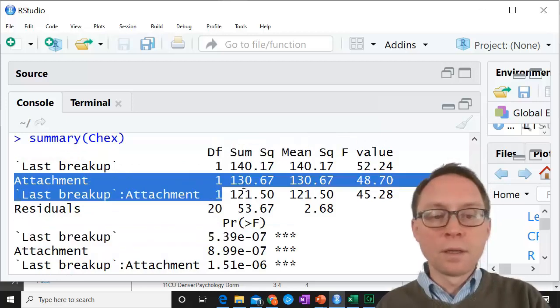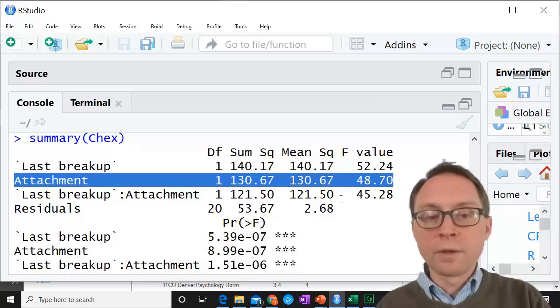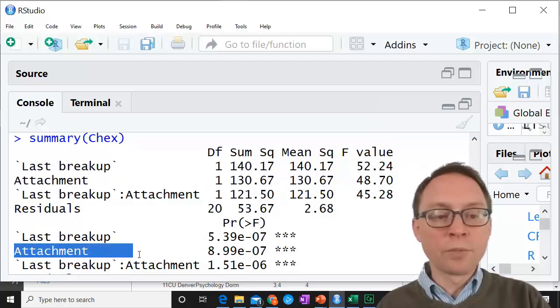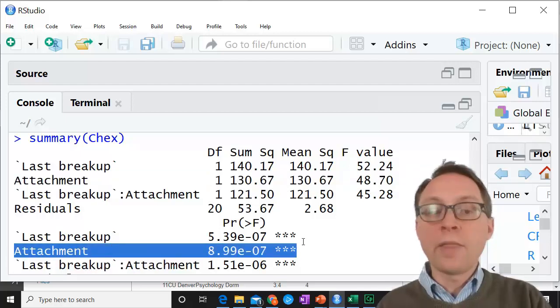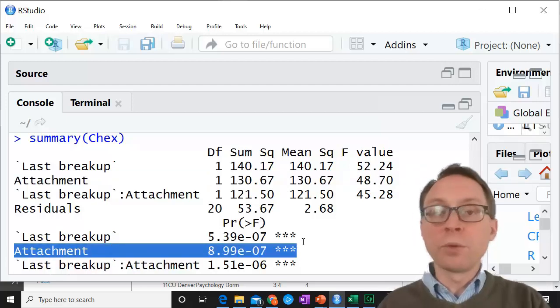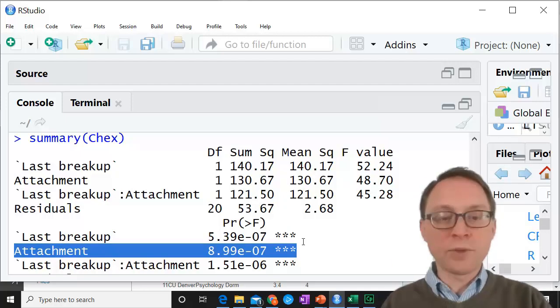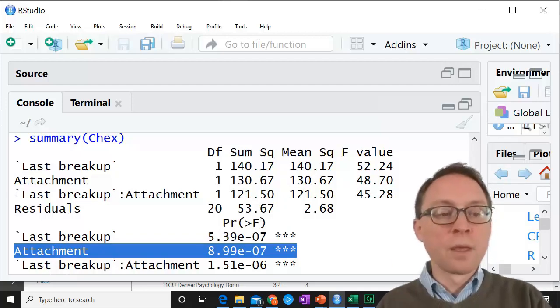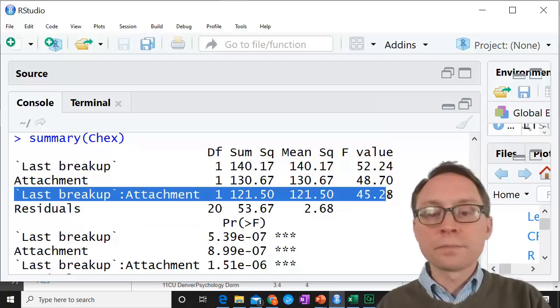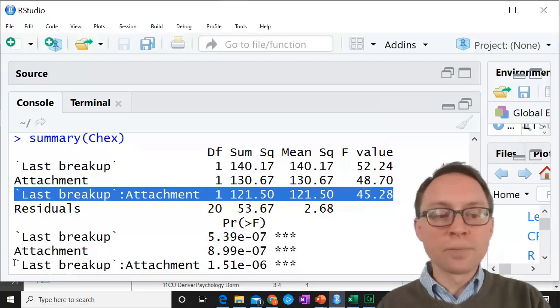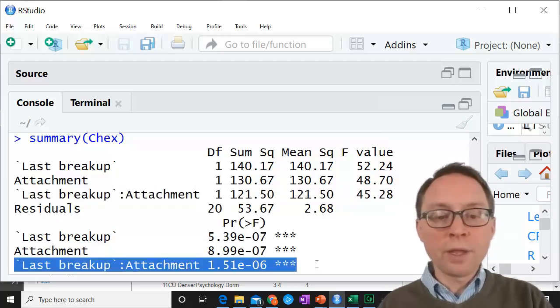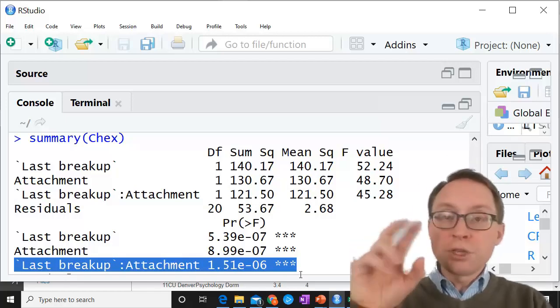This is the main effect for attachment. Now it ran out of room, so it went on the second line as well. And that means there's a significant difference between people who are secure and insecure as to how satisfied they are in the relationship. And this is the interaction. And this is the p-value right here. It's saying that there's a significant difference between at least two of those simple effects.